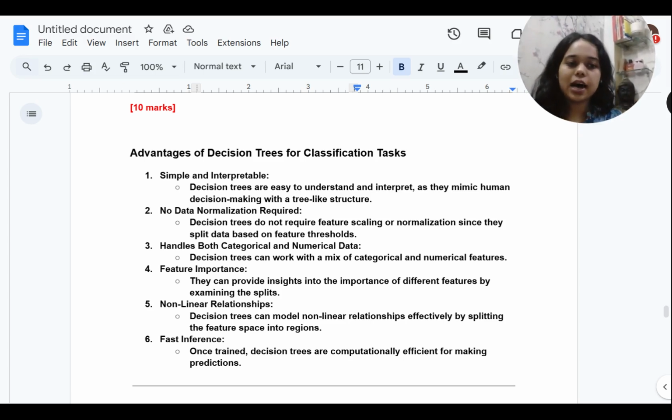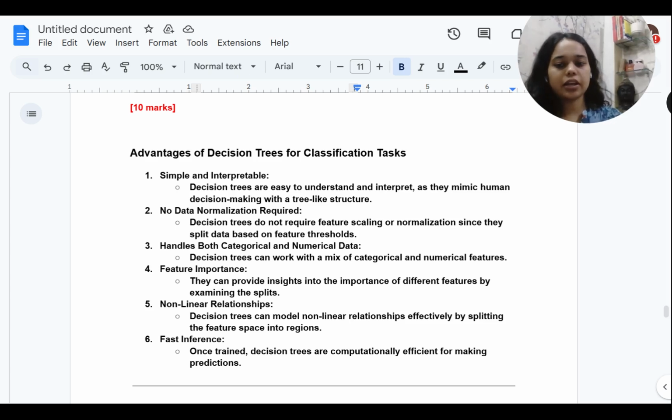And then next is handles both categorical and numerical data. Decision trees are versatile in handling both types of data, so they can process numerical values and categorical values, making them suitable for a wide variety of tasks. Next point is feature importance. Decision trees provide valuable insights into the importance of each feature. By examining feature splits, we can determine which feature contributes the most to making the predictions. This helps in feature selection for future models.